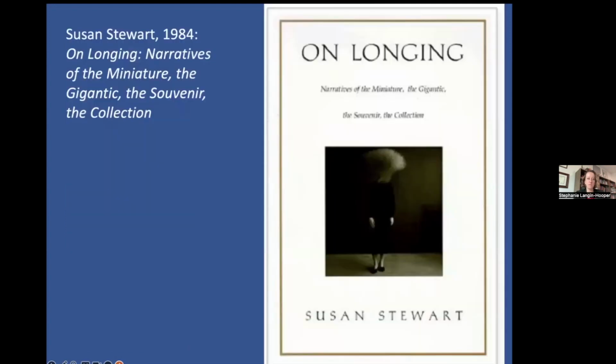Most current approaches to miniaturization take as their origin point the 1984 publication of On Longing: Narratives of the Miniature, the Gigantic, the Souvenir, and the Collection by Susan Stewart. This book was one of the first to specifically explore how scale conditions the way in which people perceive, think about, describe, and engage with the world. Stewart argued that all miniatures had similar effects: the compression of time, focus on interiority, and suspension of narrative action in favor of descriptive detail. What Bachelard, writing before Stewart, just called, quote, a daydream of a life within a life, end quote.